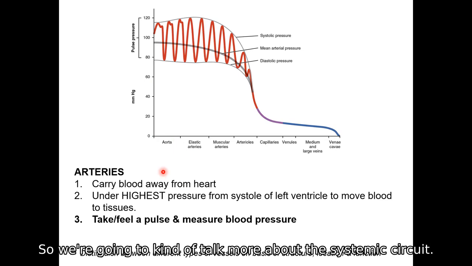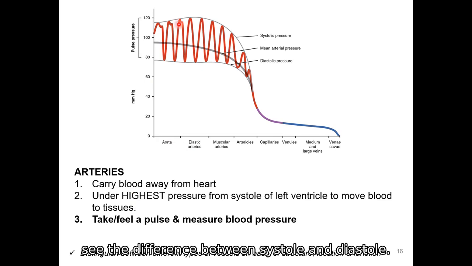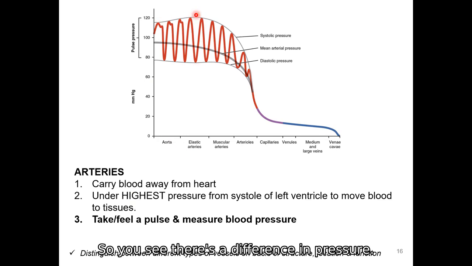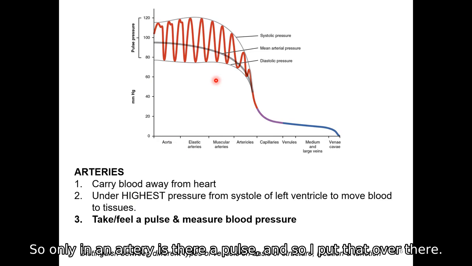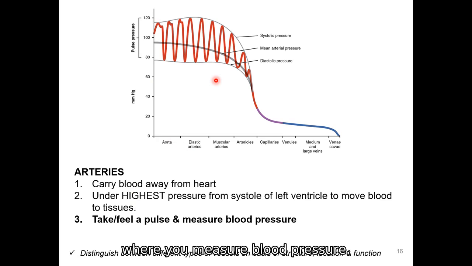So we're going to talk more about the systemic circuit. They're under the highest pressure. You see the aorta is right here, and you can see the difference between systole and diastole. So you see there's a difference in pressure. Only in an artery is there a pulse, and so I put that over there. That's where you can take and feel a pulse, and also where you measure blood pressure.